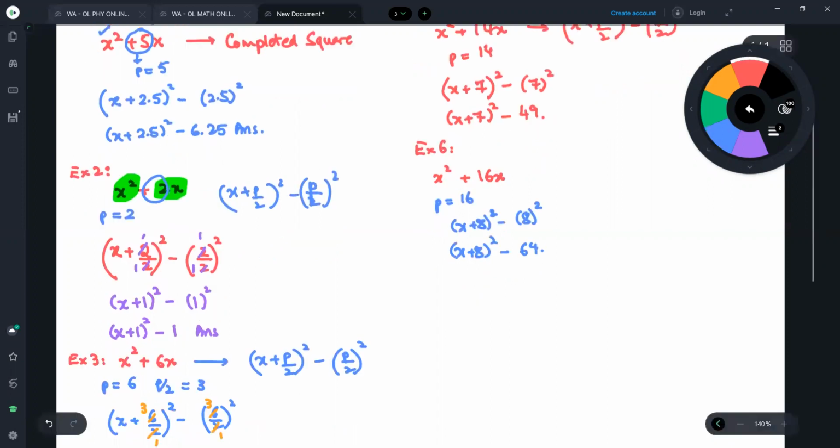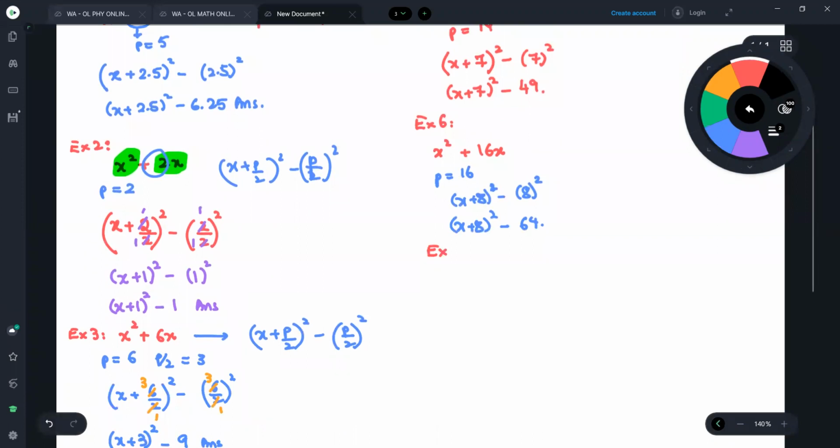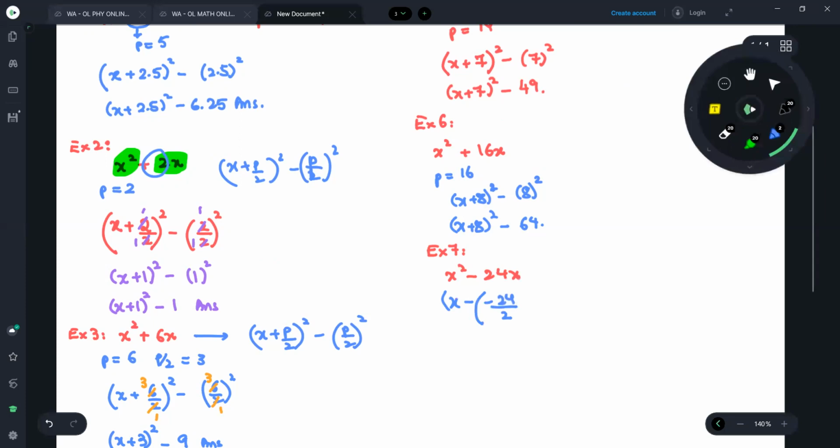I have Ali who's left. Megha is also left. Ali: x square minus 24x. Sir, will we do x plus or x minus? Minus bracket, plus 12 square. So Ali, can I directly write x minus 12 whole square?